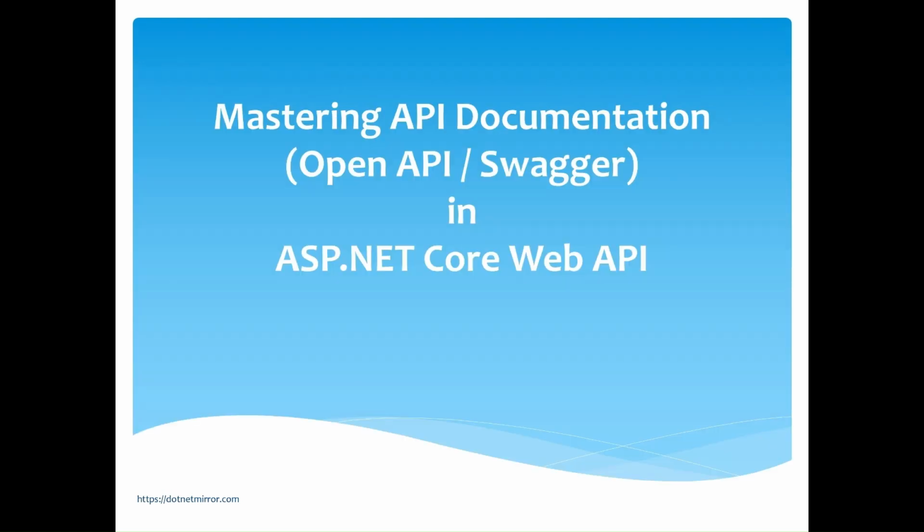In one of our last videos, we talked about a CRUD API using SQL and ADO.NET. I will provide the link in the description. In that video, we talked about how to test the endpoints from the HTTP file, but we did not have any dedicated interface. Today we are going to take that to the next level by mastering API documentation using OpenAPI and Swagger in ASP.NET Core.